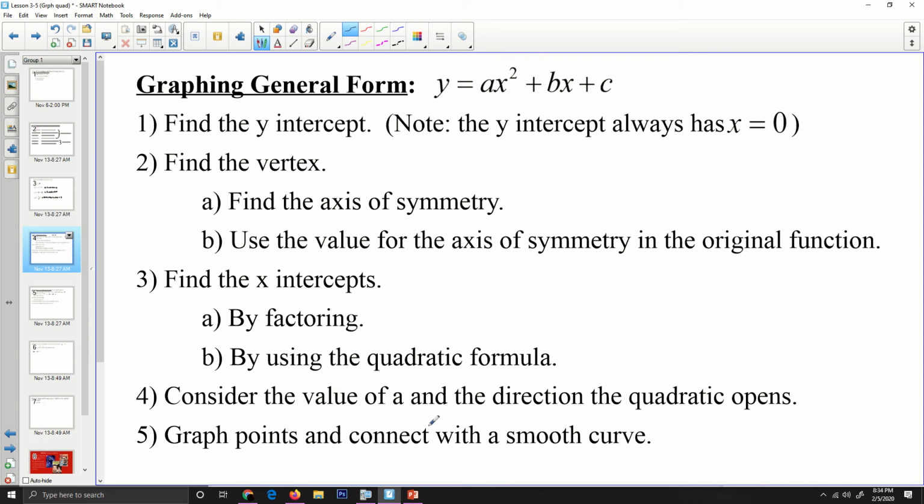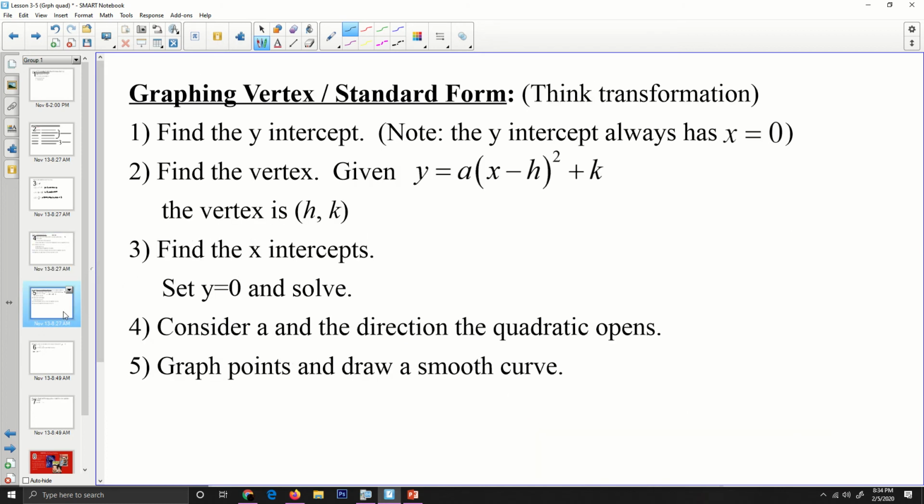And then we're going to graph all the points that we found and connect it with a smooth curve. If you're graphing a function in standard form, you can think of the transformations, all right? So in this particular instance, this a here represents a vertical stretch. This minus h represents h units to the right. This plus k represents k units up. The vertex is going to be at h and k, whatever those values are.